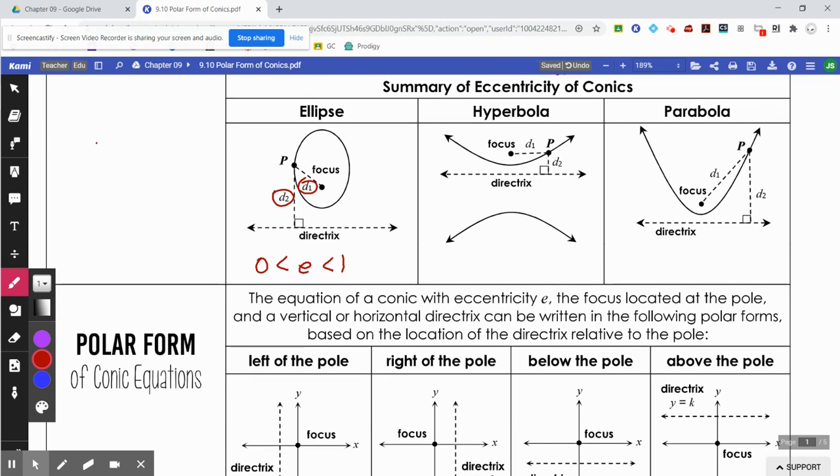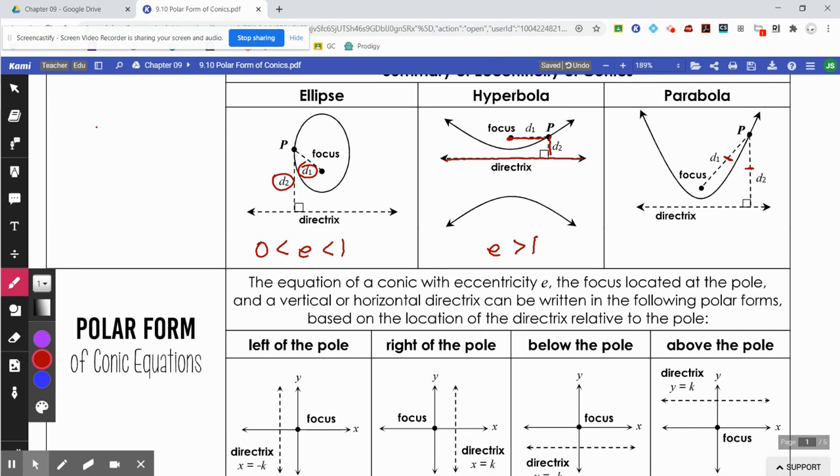Okay, when you're dealing with a hyperbola, notice again, here's our focus and here's our defined directrix. D1 is actually larger than D2. So when you're dealing with a hyperbola, your eccentricity will always be greater than 1. And then finally, we're back to the parabola, where D1 and D2 are exactly the same. That's the definition of a parabola. So the eccentricity of a parabola will always be equal to 1.